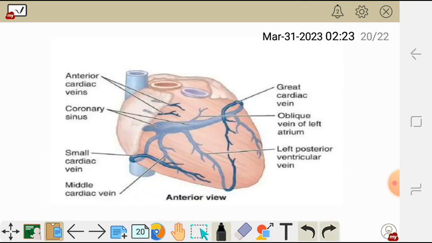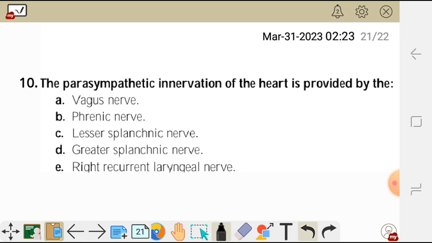Question 10. The parasympathetic innervation of the heart is provided by the A. Vagus nerve, B. Phrenic nerve, C. Lesser splanchnic nerve, D. Greater splanchnic nerve, and E. Right recurrent laryngeal nerve. So the parasympathetic innervation of the heart is provided by the vagus nerve. So the correct answer is A.